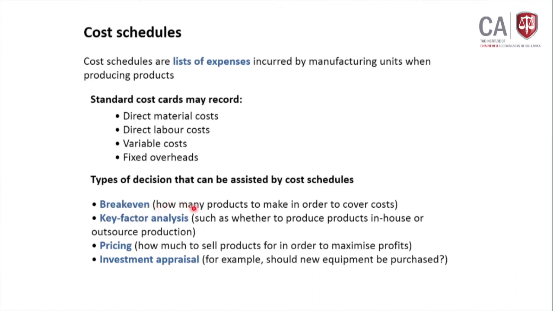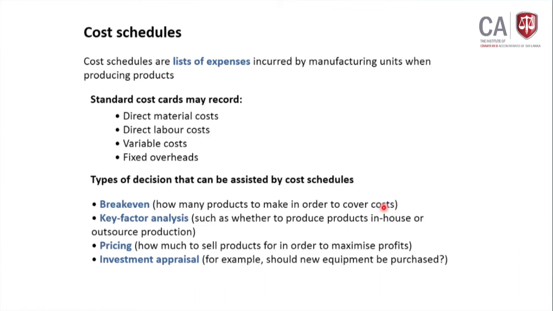Type of decision that can be assisted by cost schedules. What are the decisions that can be assisted by cost schedules? Right? Break even. It means how many products to make in order to cover the cost. So in order to cover the cost, how many products do you want to produce?